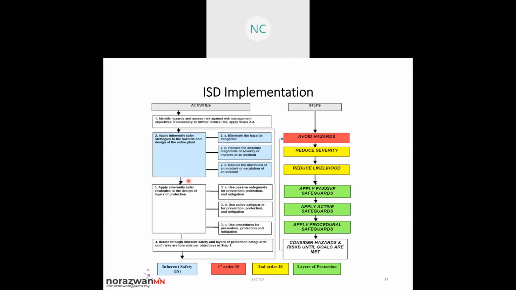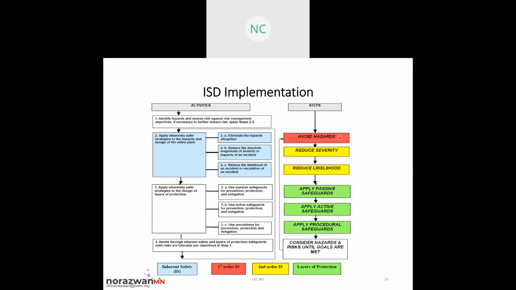So this is the ISD implementation flowchart. You start by identifying your hazard and assessing your risk against the risk management, and then you apply your ISD strategies. After you apply your inherent safety, then you apply your other layers of protection. Basically, the first order of inherent safety is you try to avoid or eliminate the hazard.